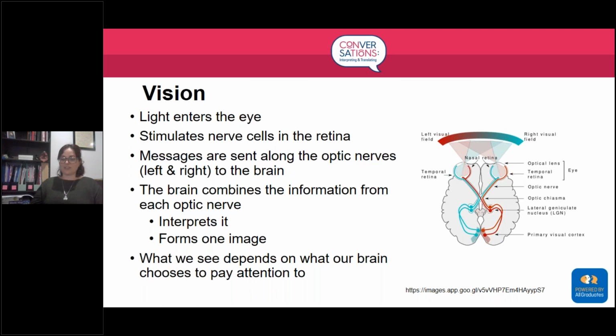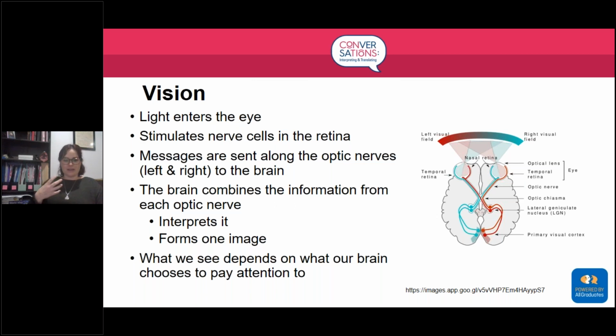The messages from the retina are then sent along our optic nerves, a left and a right one, all the way back to the brain. So far, all it's been is light hitting the eye and then the nervous system sending electrical impulses along the nerves. Those electrical impulses at that stage are the same as any other electrical impulses through the nerves in our body. It's once those impulses reach the brain that the brain starts to put all of that information together.